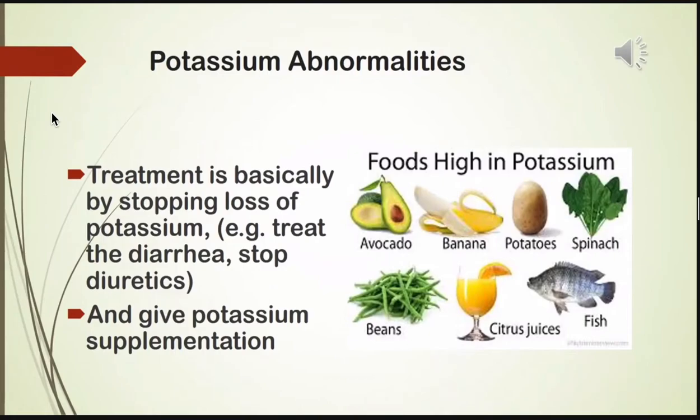Treatment for hypokalemia is basically just stopping the loss of potassium, in other words, treatment of the diarrhea, or stop giving the diuretics, or to give potassium supplementation. On the right is a picture of examples of foods that are rich in potassium.